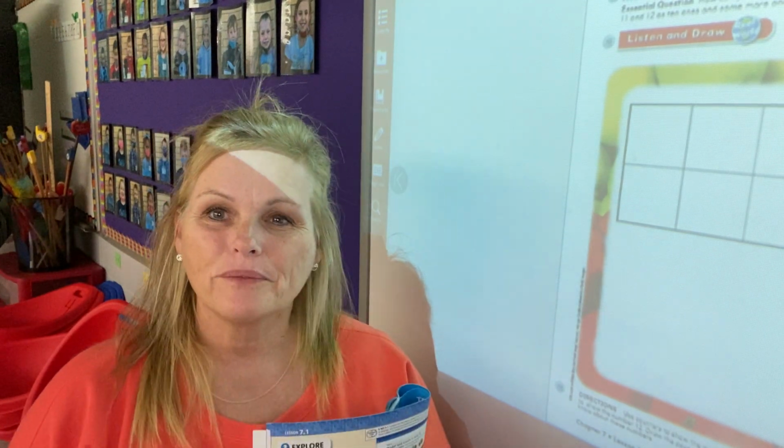Hi everyone, we're ready to start chapter 7 today. We are going to talk about decomposing numbers. That's a really big word. Could you start by clapping decomposing? Let's clap it out.